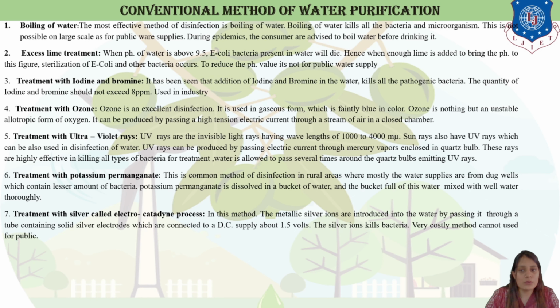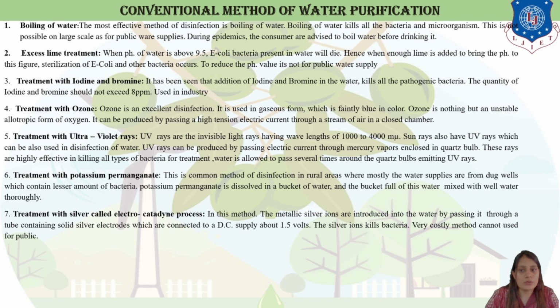Treatment with silver, called the electrocatadyn process. In this, metallic silver ions are introduced into the water by passing it through a tube containing a solid silver electrode, which is connected to a DC supply of 1.5 volt. So basically it will remove the bacteria from the water.